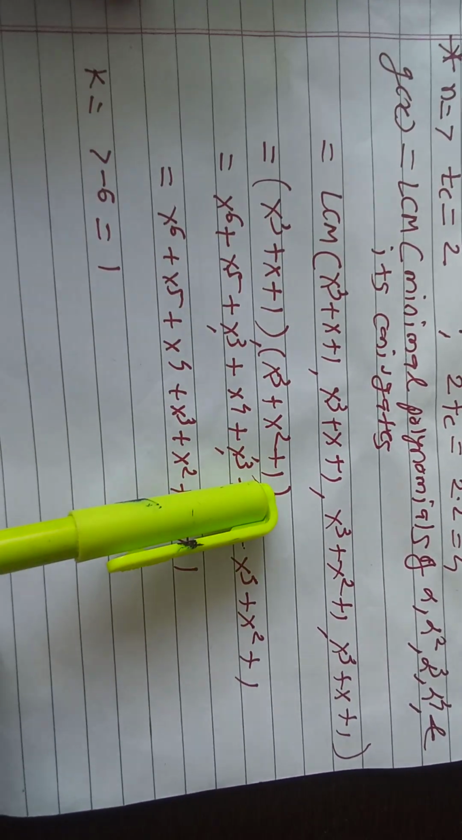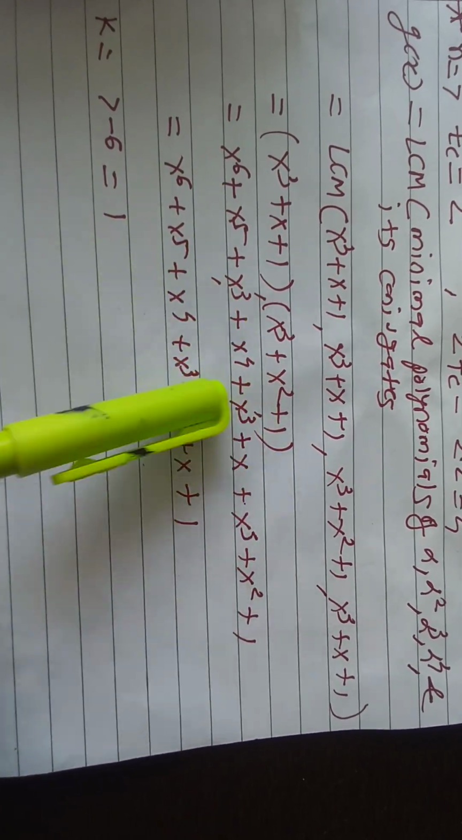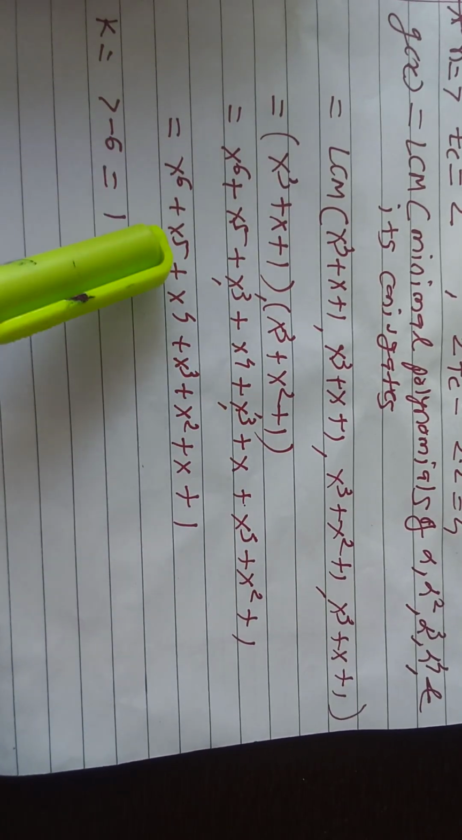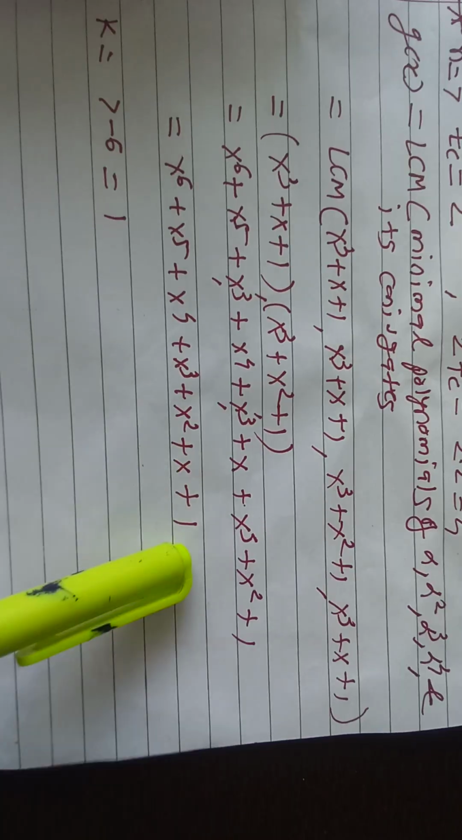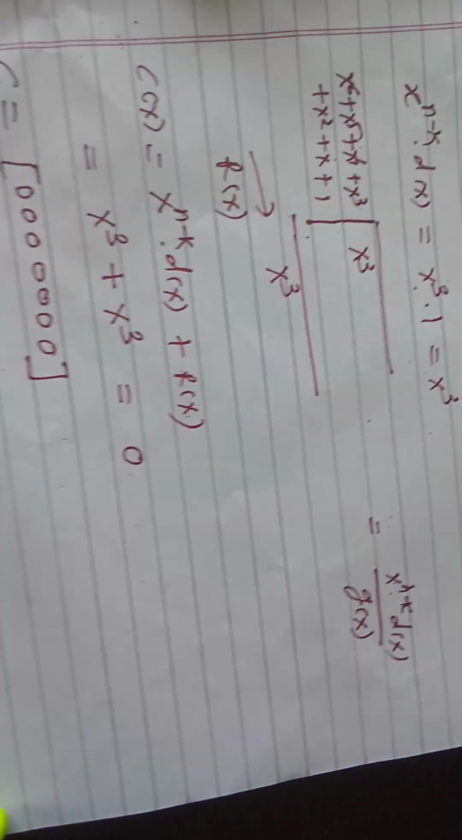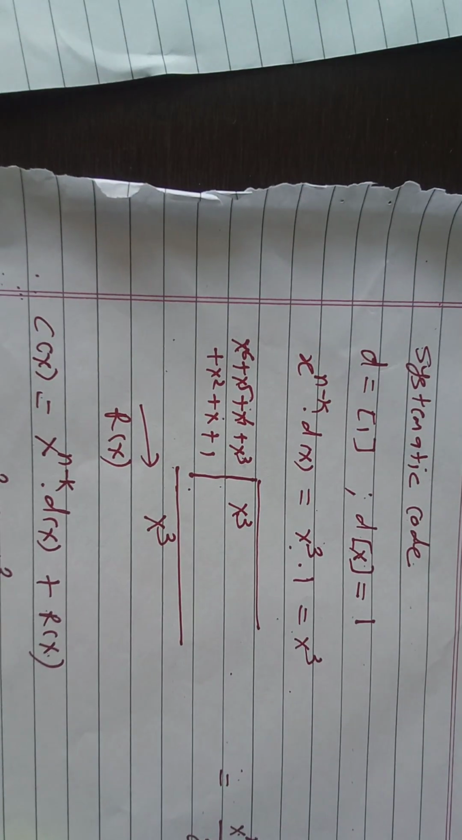If you multiply this, we have already done this multiplication on this channel, but it's very easy. Similar terms you get cancel it out. So you will get x6, x5, x4, x cube, x square plus x plus 1. So k equal to 7 minus 6, that is equal to 1. So k is 1.